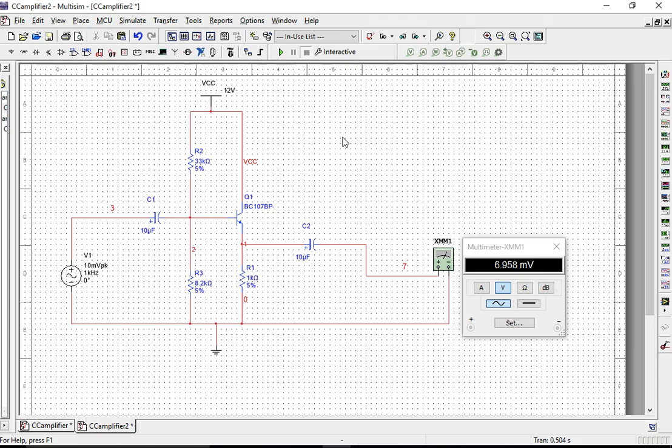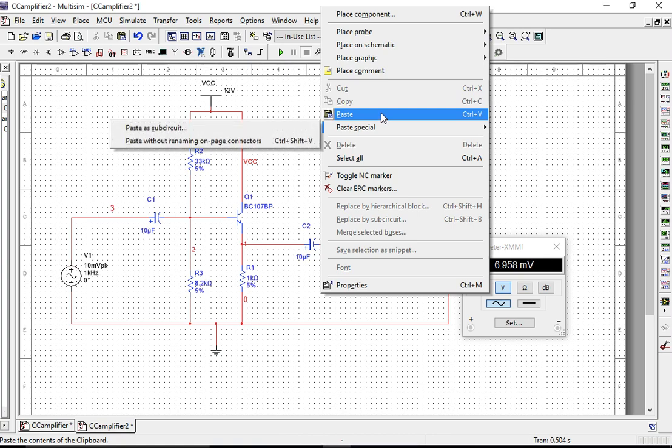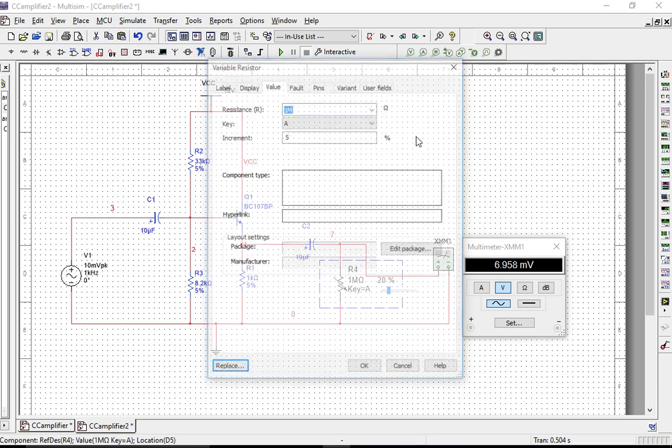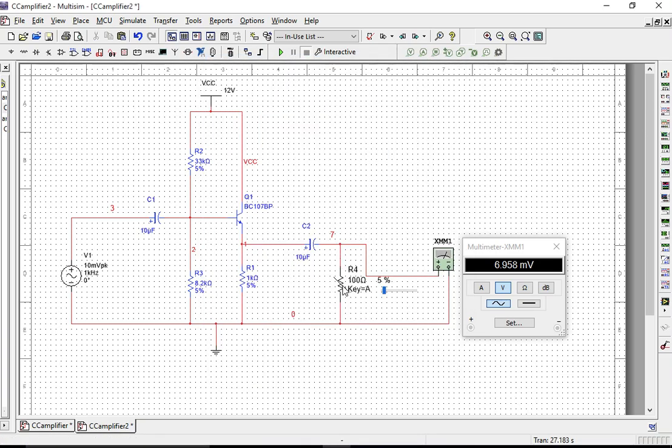So let us now calculate the output resistance. Here I have to place the resistor, and let us connect it here across the output and ground. Let us use a larger resistance at the output. Let us use 100 mega ohms and check the output here.